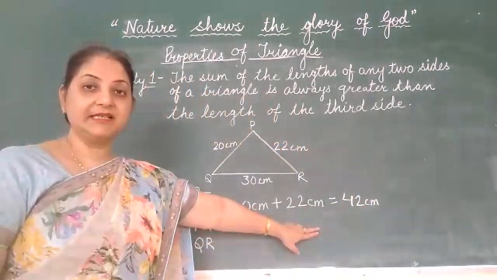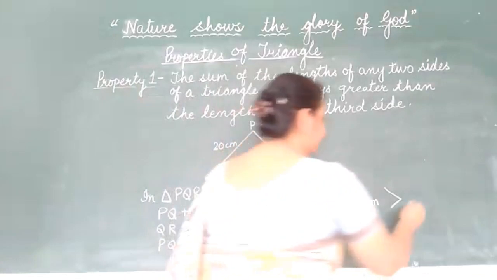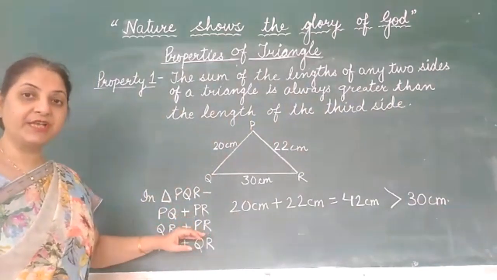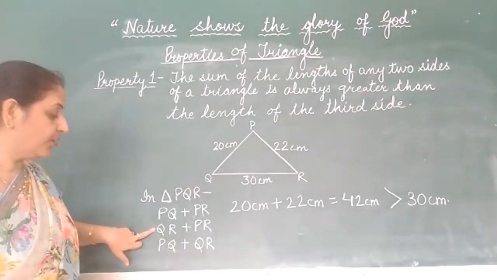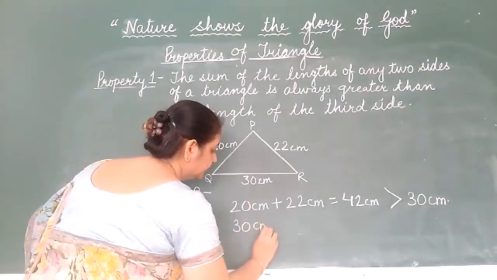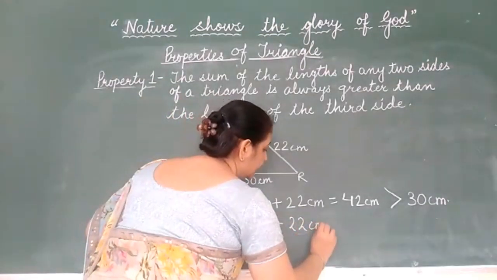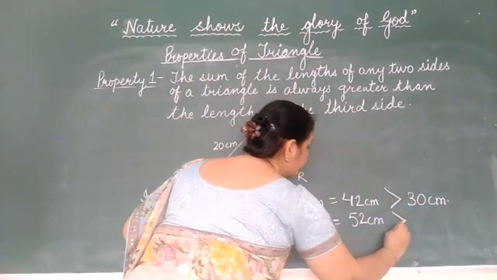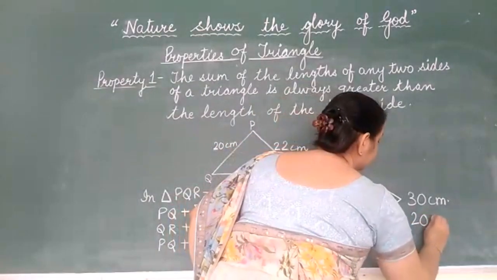See children, this is greater than the third side QR, which is 30 centimeter. Now I am going to take another two sides to get the sum. This time I am going to add the length of QR and PR. QR is 30 centimeters and PR is 22 centimeters. The sum of two sides is 52 centimeter, which is again greater than the third side PQ, which is 20 centimeter.